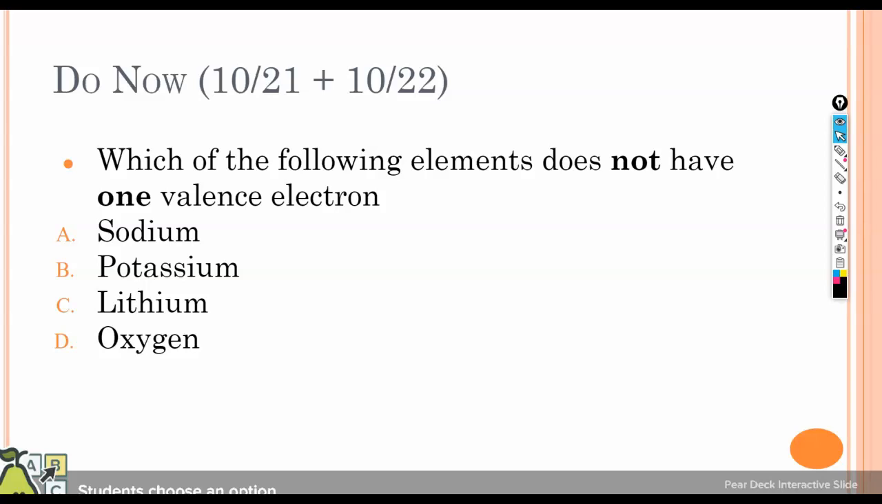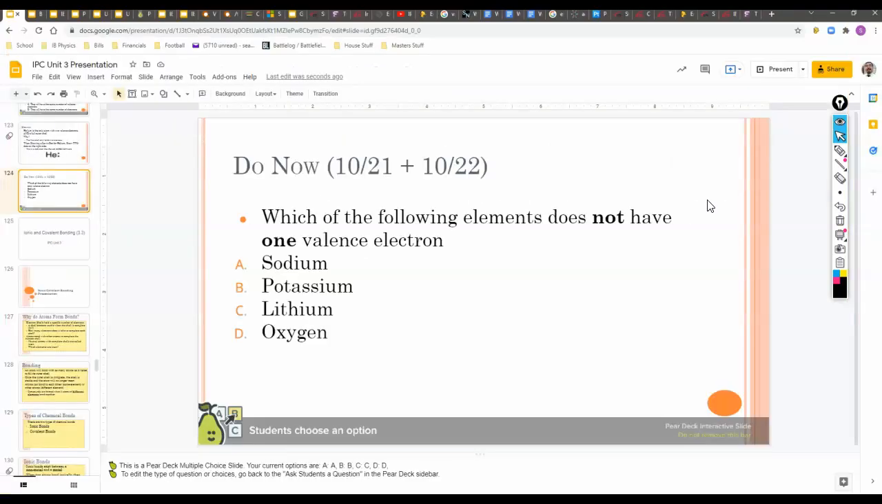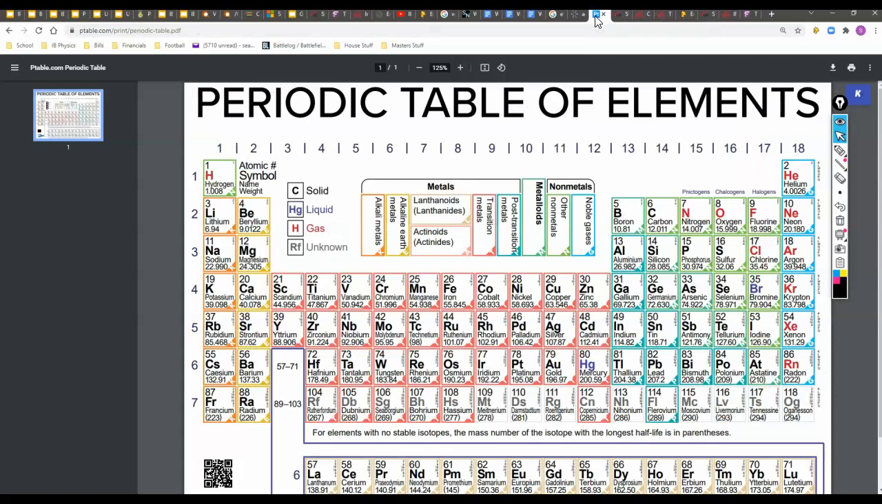Okay, so the question says, which of the following elements does not have one valence electron? Try to answer that question on your own. All right, so to answer this question, we need to take a look at the periodic table, which I'm going to pull up. And just to remind you, a valence electron is an electron in the outer shell of the atom.